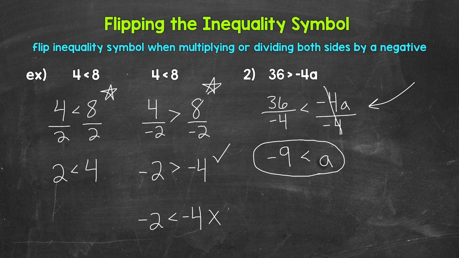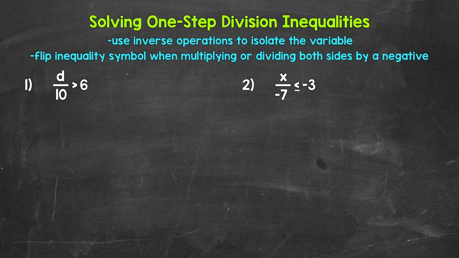So there's our multiplication section. Let's move on to division. Here are our division examples. Let's jump into number 1, where we have d divided by 10 is greater than 6. So we need to isolate that variable of d. It's being divided by 10, so we need the inverse operation of division. That's multiplication. So let's multiply the left side of the inequality by 10.